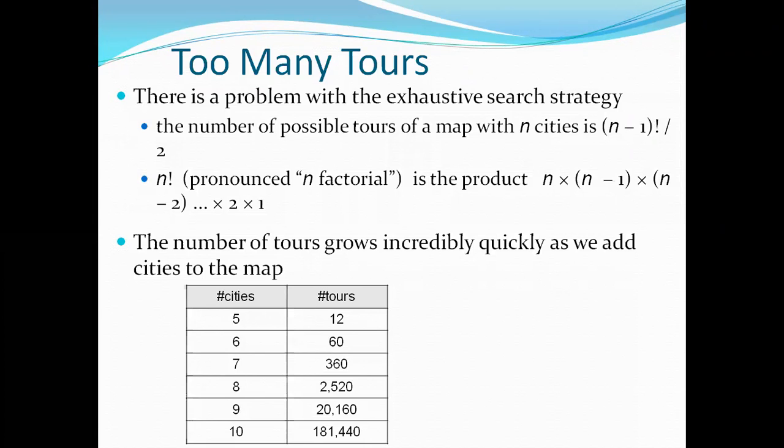If the number of cities is increased, the tours grow very quickly upon addition of cities, as per the map that we have visualized. Considering 12 tours with 5 cities and 60 tours with 6 cities, 360 tours by touching 7 cities in each and every tour, and likewise it keeps increasing.